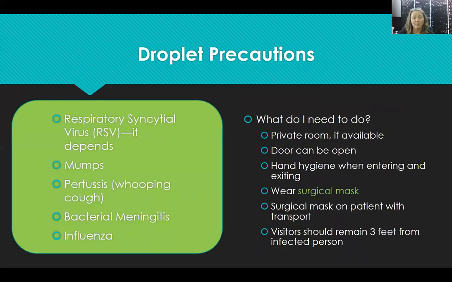Next up is droplet precautions. Droplet precautions are for clients who are known or suspected to be infected with an organism that may travel up to 3 to 6 feet in a droplet. Droplets are generated when a client coughs, sneezes, talks, or laughs. Some examples of this are RSV. You'll see this more when you go on your pediatric rotations, that they are on droplet precautions with the RSV.